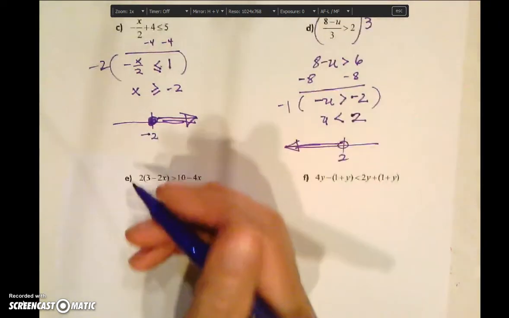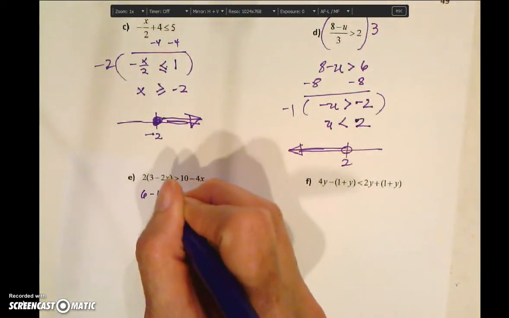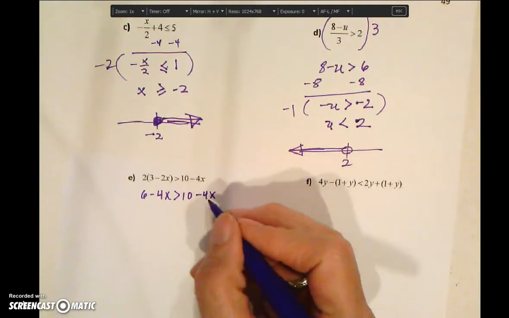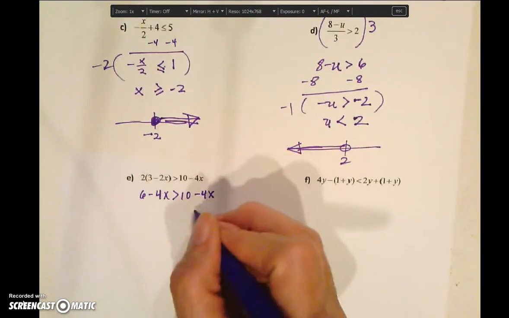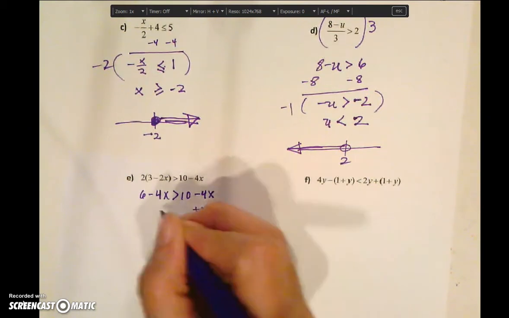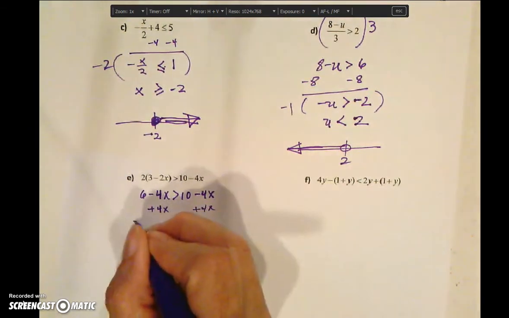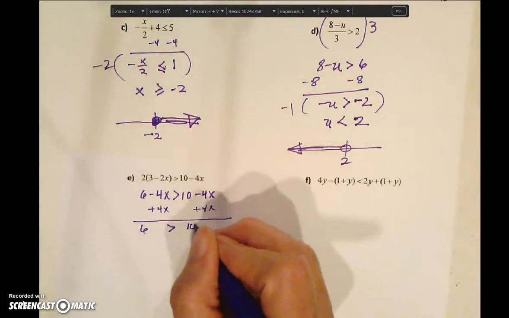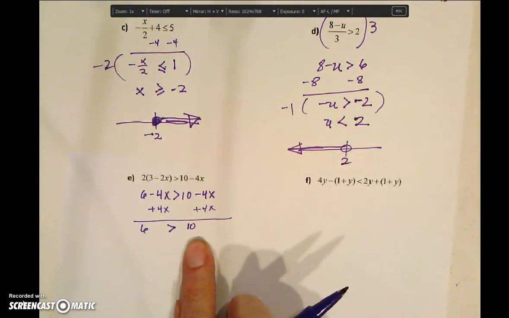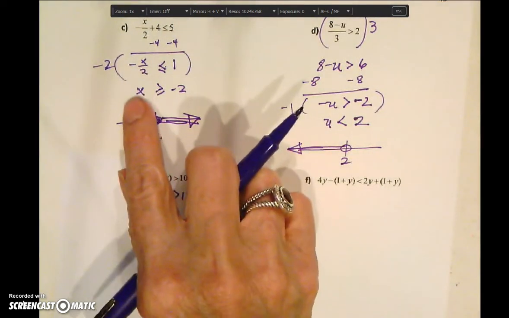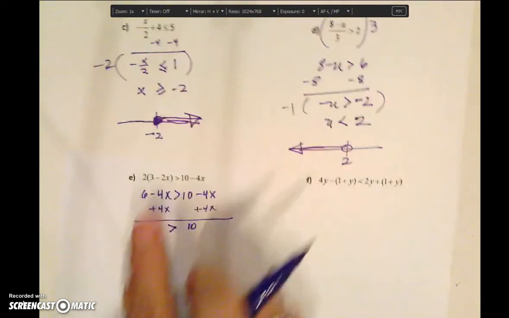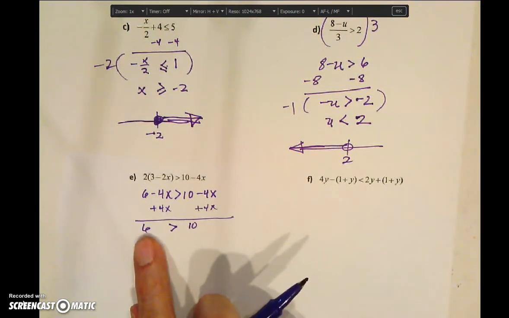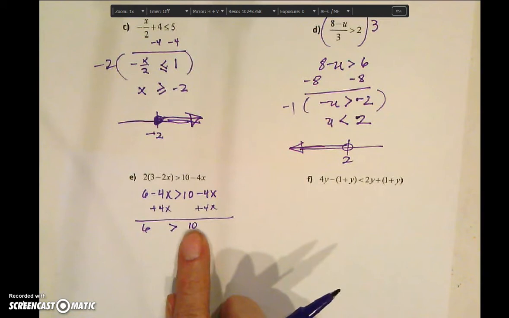E, I need to distribute, and I'm going to get 6 minus 4x is greater than 10 minus 4x. So remember, I want to get my x's on the same side first, so I'm going to add 4x on both sides, and it gives me 6 is greater than 10. All right, so notice I'm not left with a variable, so I can't say that the x has to be bigger than negative 2. It's gone totally, and I get this statement left over where 6 is greater than 10.